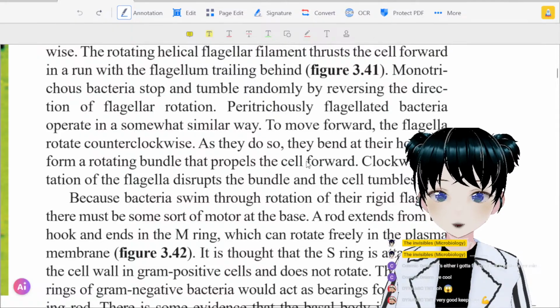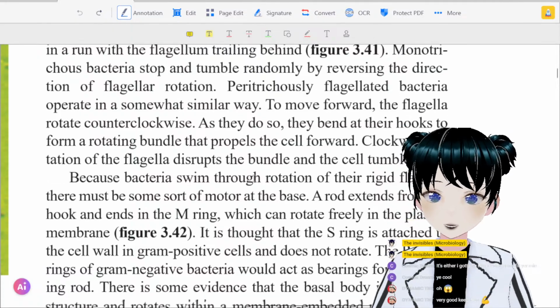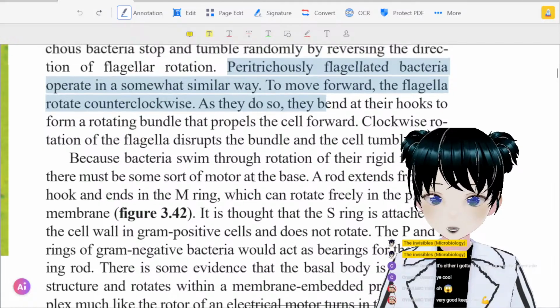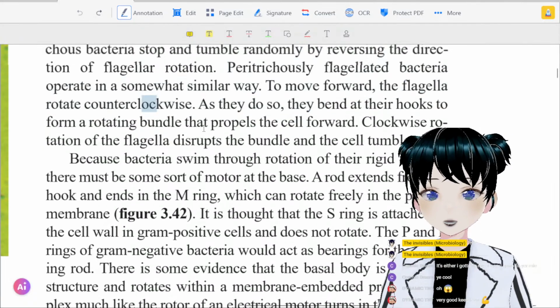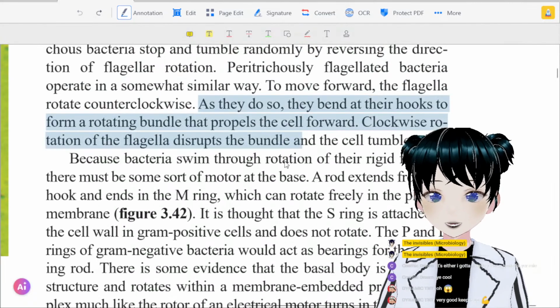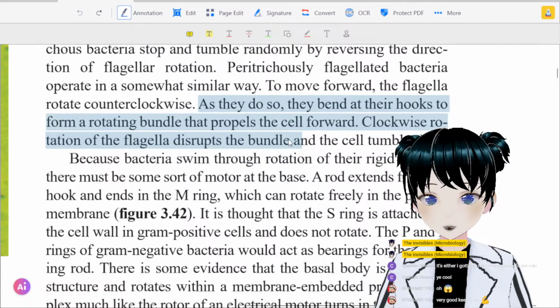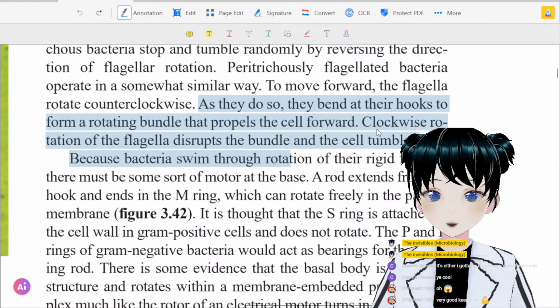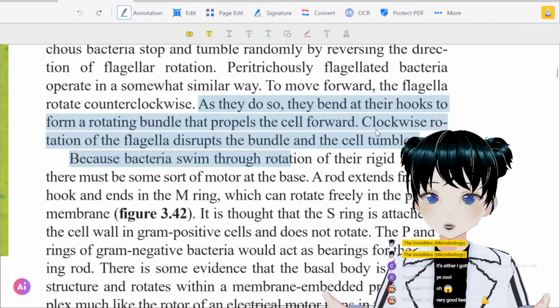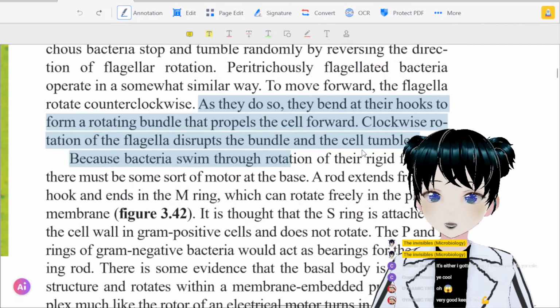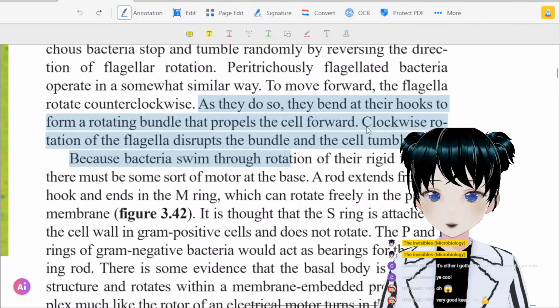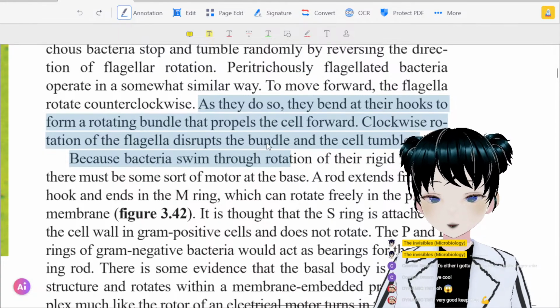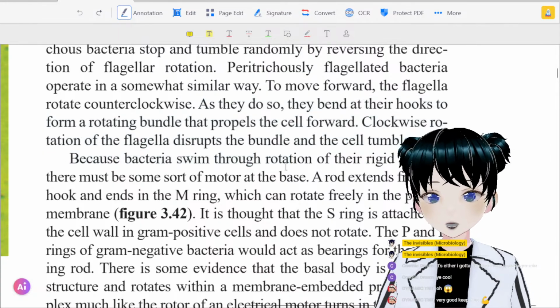Peritrichously flagellated bacteria operate in a somewhat similar way. To move forward, the flagella rotate counterclockwise. As they do so, they bend at their hooks to form a rotating bundle that propels the cell forward. Yes, they bend at their hooks so that all of the flagella are in one direction. Clockwise rotation of the flagella disrupts the bundle and the cell tumbles.